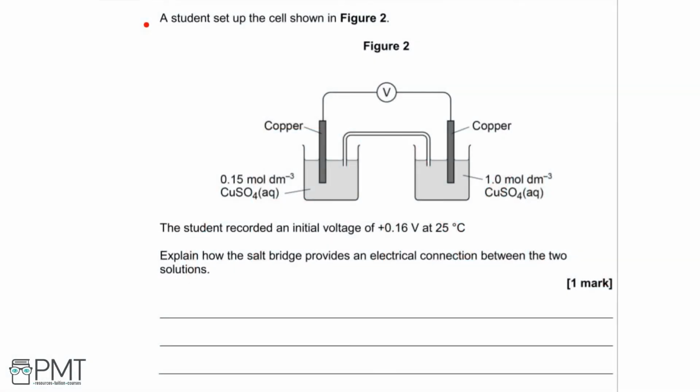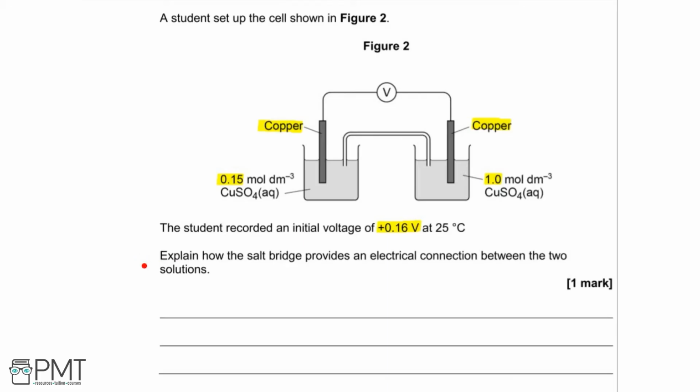A student set up the cell shown in figure 2. Figure 2 shows us that in the left half cell we've got a copper electrode with 0.15 moles per decimeter cubed of copper sulfate solution, and in the right half cell we also have a copper electrode, but this time we have 1 mole per decimeter cubed of copper sulfate solution. The student recorded an initial voltage of 0.16 volts at 25 degrees Celsius.